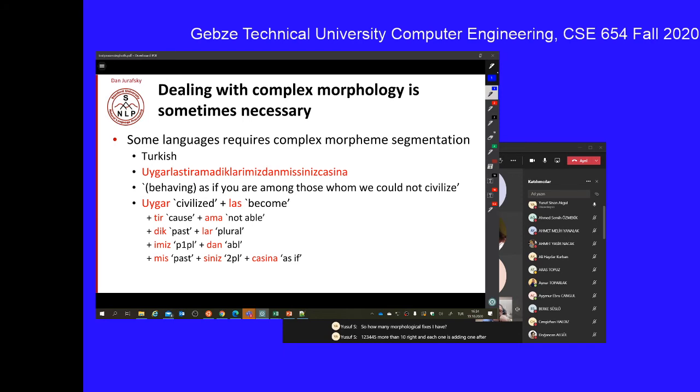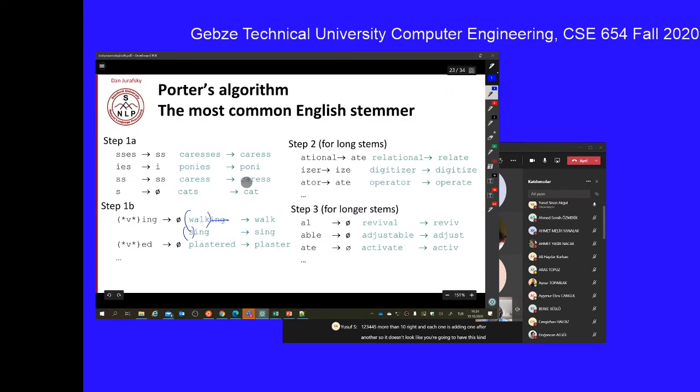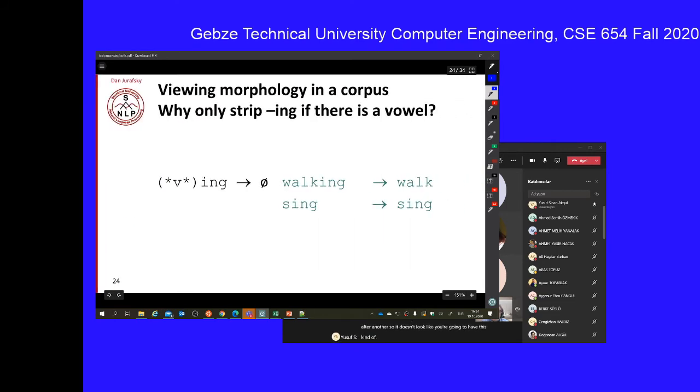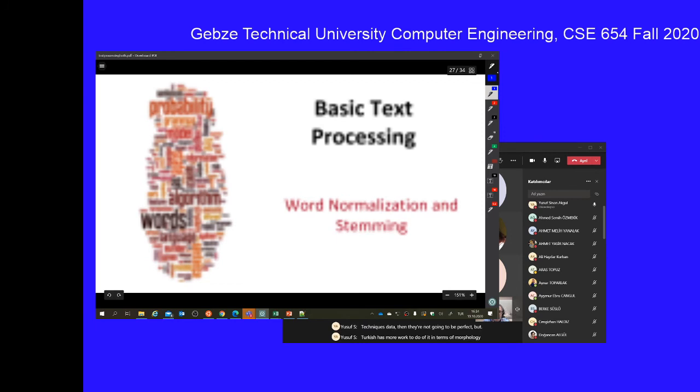So it doesn't look like you are going to have this kind of a 1, 2, 3, 4 rule set to take care of all these kind of complexities of language like Turkish. Okay. And for this, we are going to develop some techniques later, and they are not going to be perfect, but Turkish has more work to do with in terms of morphology. Okay.